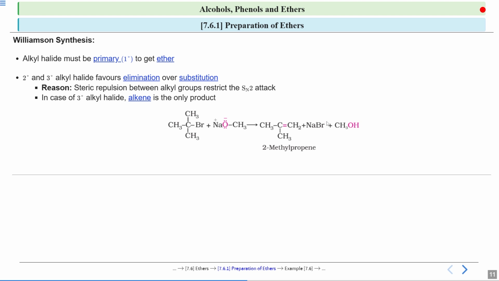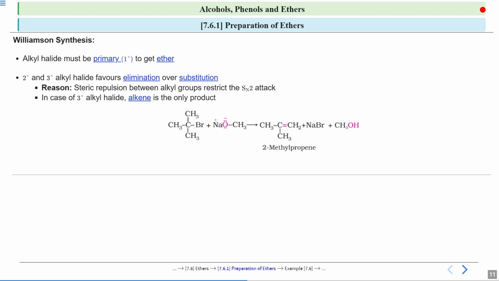So CH3OH and sodium bromide, and here you are getting an alkene, that is 2-methyl propene. This is the longest carbon chain, 1, 2, 3. The second carbon has a methyl group, so it will be 2-methyl propene. So if you are taking a 3-degree alkyl halide, then this will favor the elimination reaction because of the steric repulsion between your alkyl groups. In this case, your ether will not be formed, your alkene will be formed. So you need to remember this.